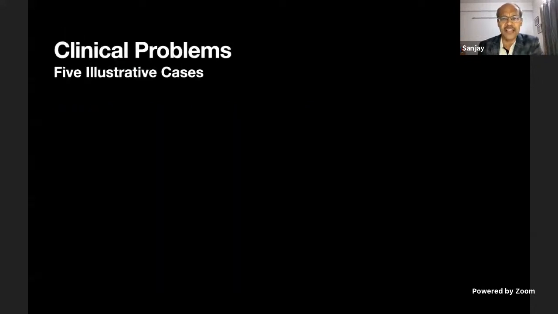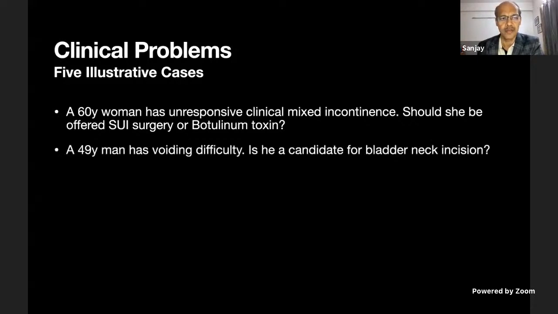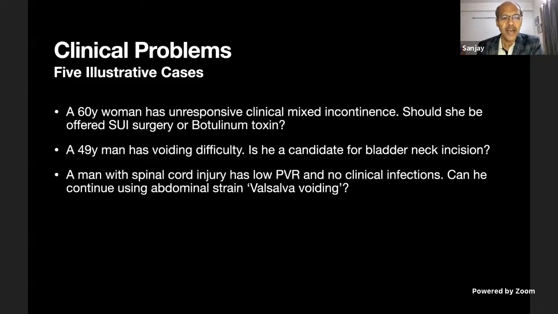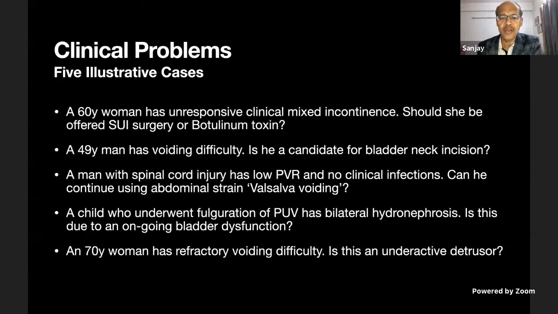So let me start with 5 illustrated cases to show how urodynamics can get positioned in our clinical practice. Examine a 60-year-old woman who has unresponsive clinical mixed incontinence. Should we offer her stress incontinence surgery to salvage her incontinence, or botulinum toxin? How do we decide? A young man with voiding difficulty, is he a candidate for bladder neck incision? A man with spinal cord injury with a low PVR, no clinical infections, uses abdominal strain to void, is it okay to allow him to void that way? A child who underwent fulguration for PUV who has bilateral hydronephrosis, does this represent ongoing bladder dysfunction or is it just a memory change? Or a 70-year-old woman who has refractory voiding difficulty, is this underactivity? Can she benefit from some therapy, and so on?